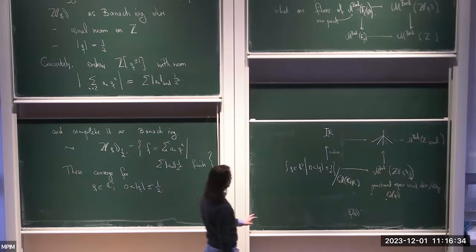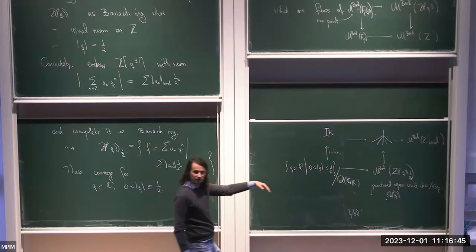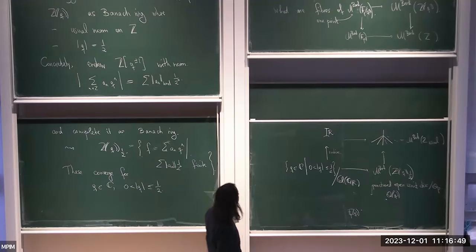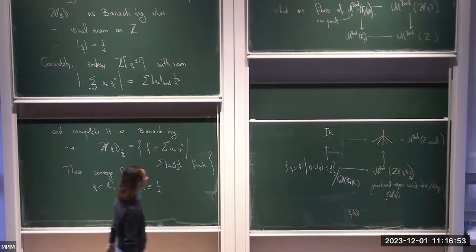The slightly awkward feature of this picture is that I had to now specify the absolute value of q in advance, and then at the Archimedean part of this picture, this radius function just stopped at radius a half. Although, like from the perspective of the Tate elliptic curve, there was no reason for stopping at q equal to a half, but I could extend it to the whole open unit disk.